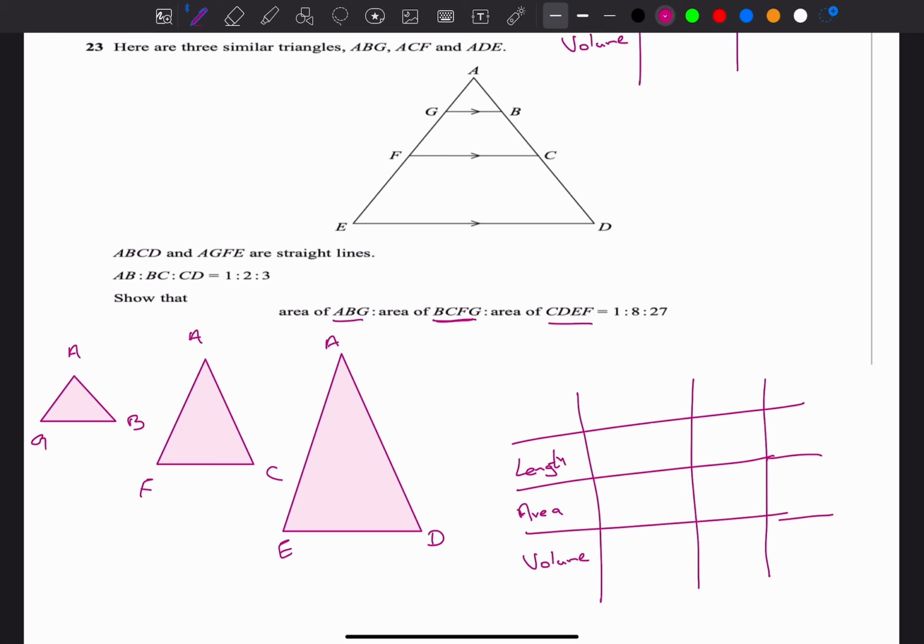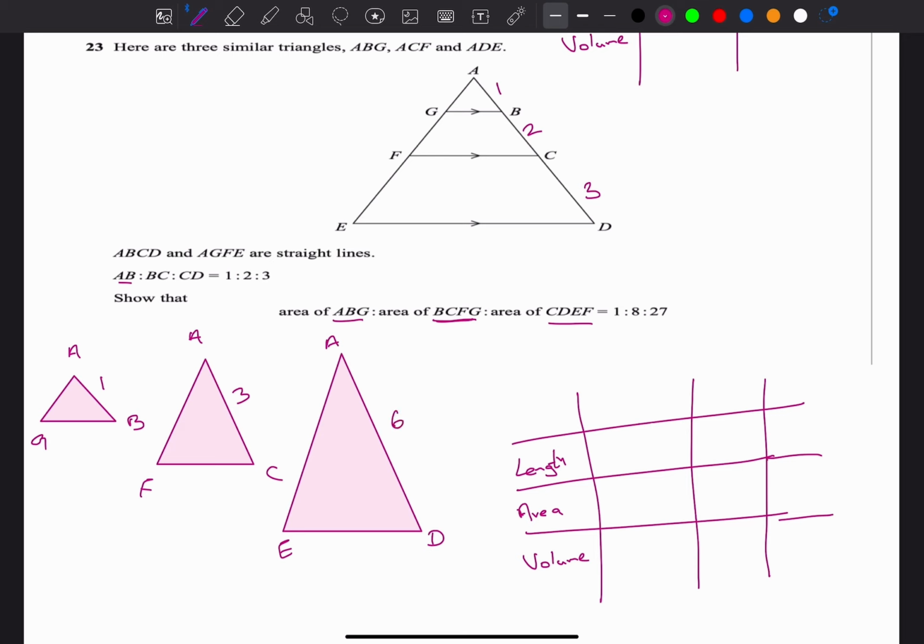The length of A to B is 1. The length of B to C, well, that's 1, that's 2, that's 3, that's a ratio. So A to B is 1. A to C is 1 and 2, which technically is 3. A to D is, you add it, 1 and 2 and 3, which makes it 6.